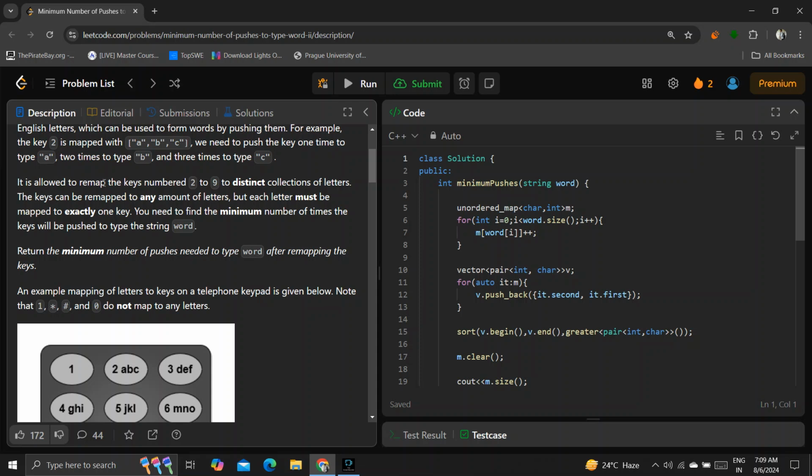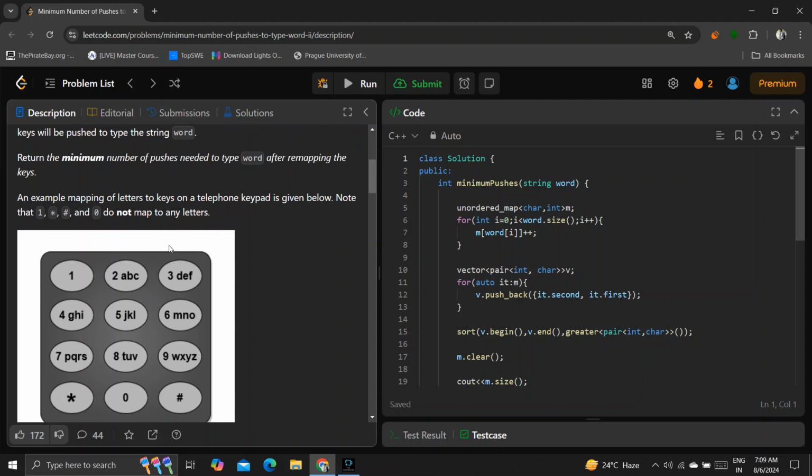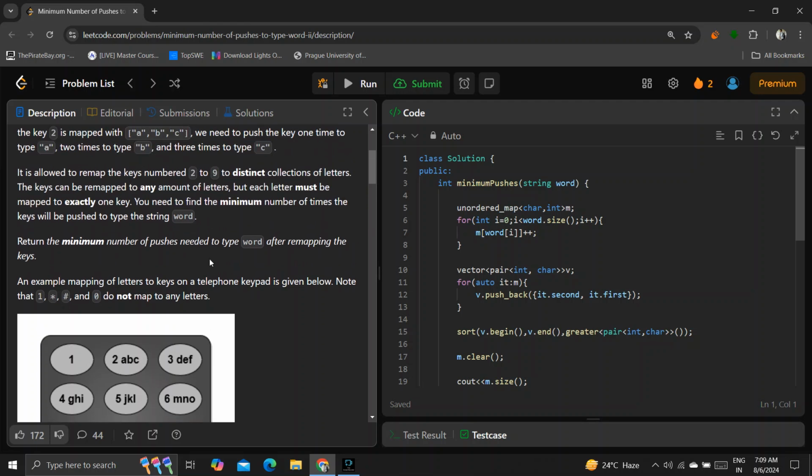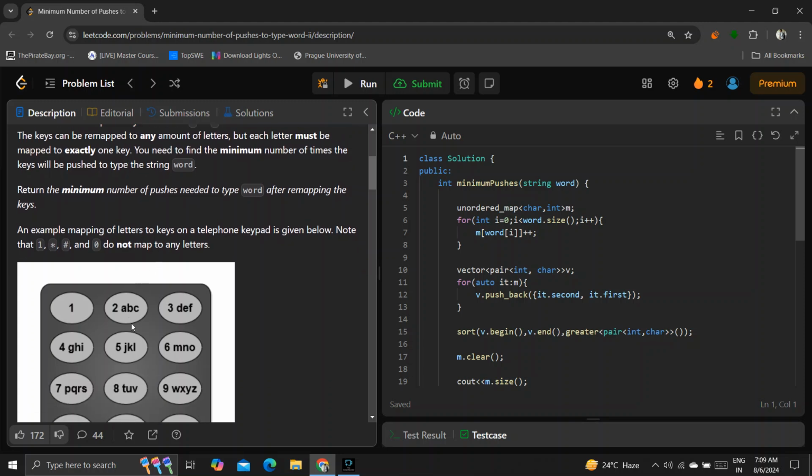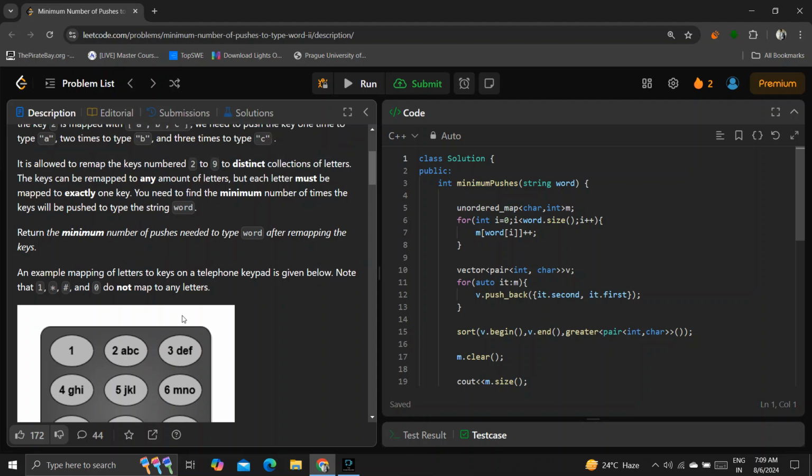Now, you are allowed to remap the keys from 2 to 9 to distinct collections of letters. This is the standard method, but you can rearrange these characters and map them to any of the keys in any order you like. The keys can be remapped to any number of letters, but each letter must be mapped to exactly one key. So A cannot be mapped to both 2 and 5; it can be mapped to only one key of this keypad.